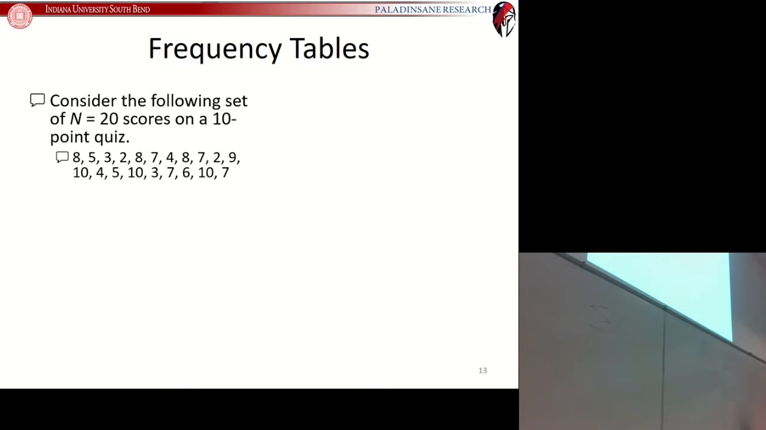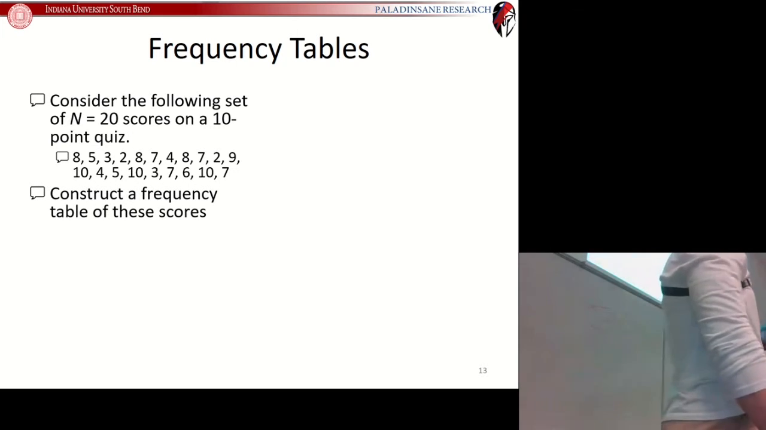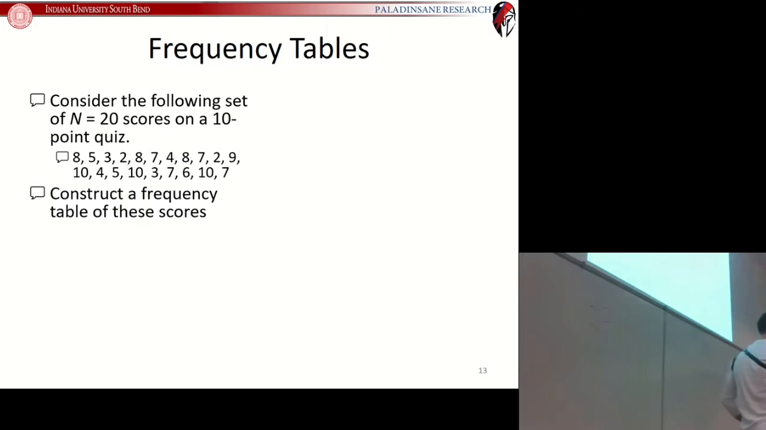And again, they're jumbled, they're in a mess. If I showed that to another professor and I said, how are my students doing? They would take a look at that jumble and say, I have no idea, I can't tell you. So what we're going to do is construct a frequency table that has those scores.